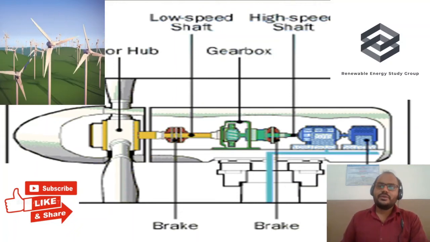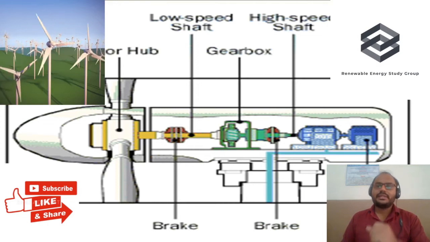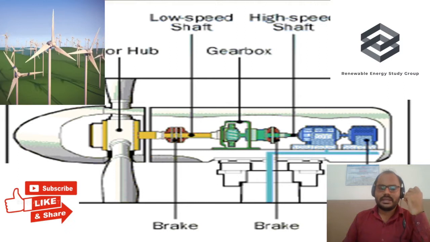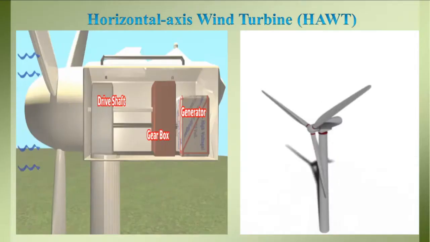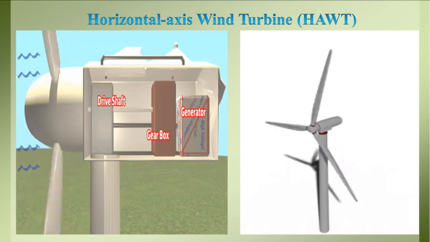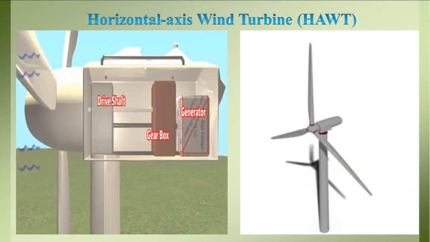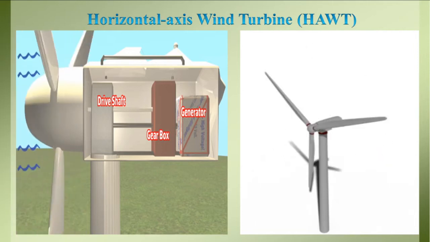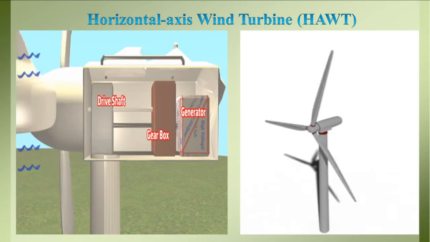In today's session, we're going to talk about the classification and the types of wind turbines, that is, the horizontal axis wind turbine and the vertical axis wind turbine, in detail. Basically, wind turbines are classified into two categories. One is the horizontal axis wind turbine, the other is the vertical axis wind turbine. One by one, we're going to see each type of wind turbine.